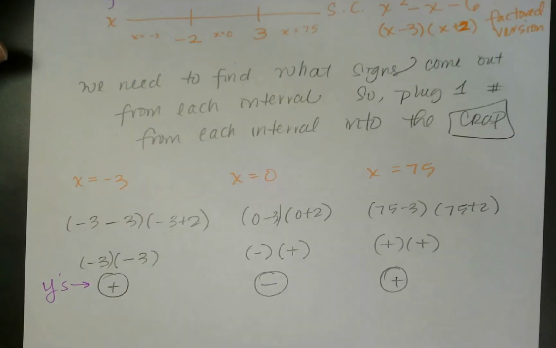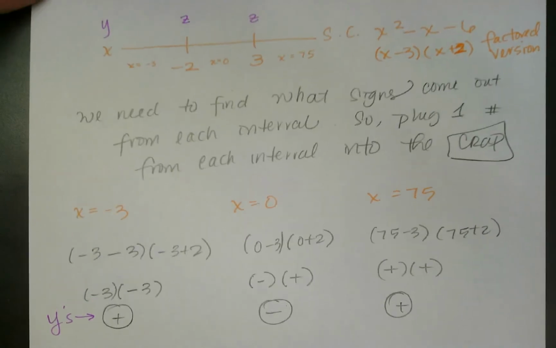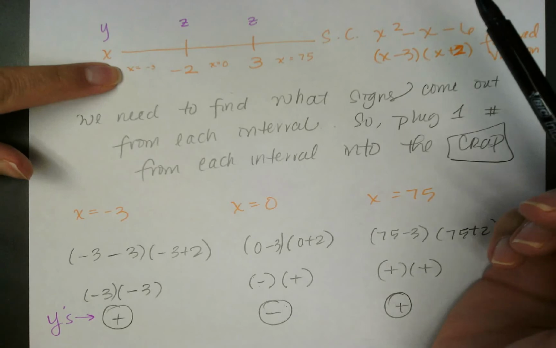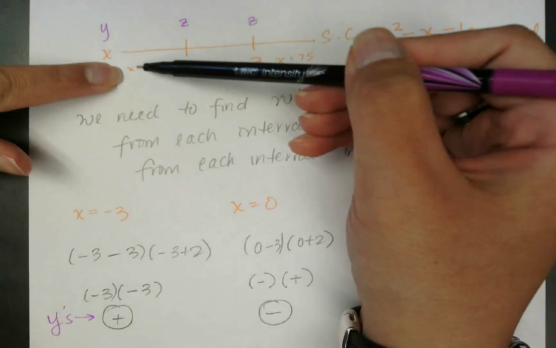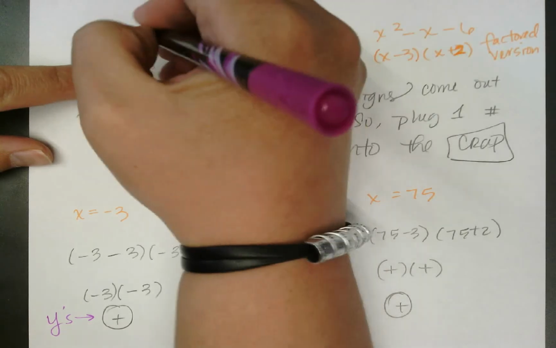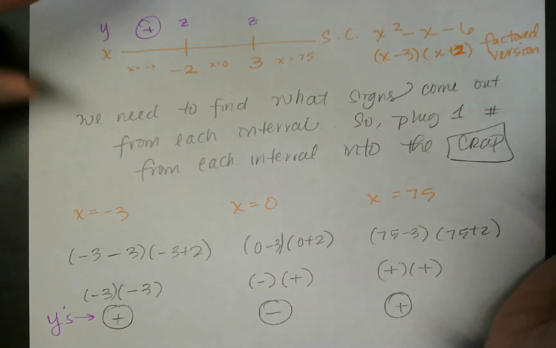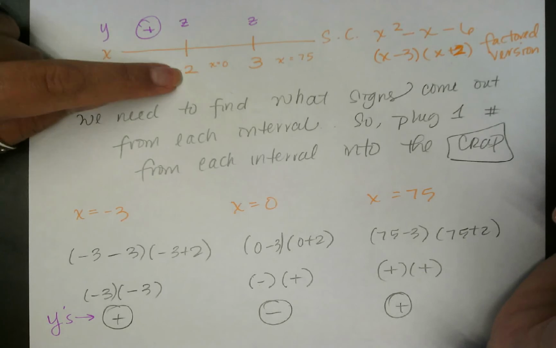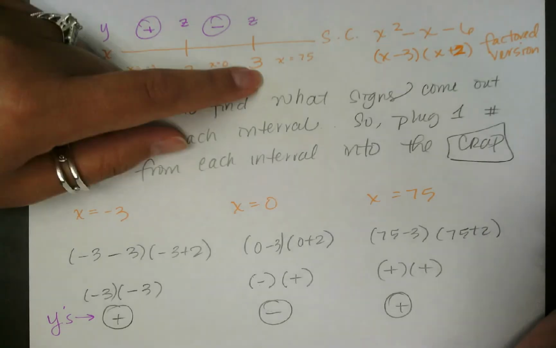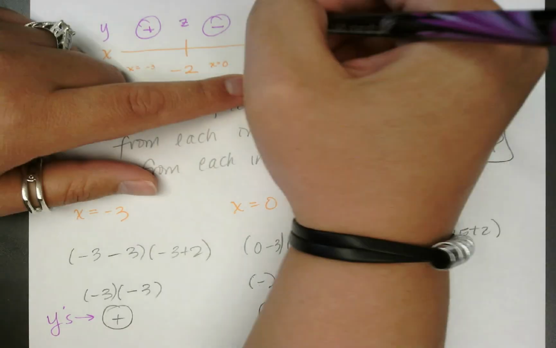So we're going to put these y values on our sign chart. We picked something less than -2. If you plug in any number smaller than -2, it will always give you a positive y value. If you plug in any number in between -2 and 3, you will always get a negative output. And if you plug in any number bigger than 3, you'll always get a positive.